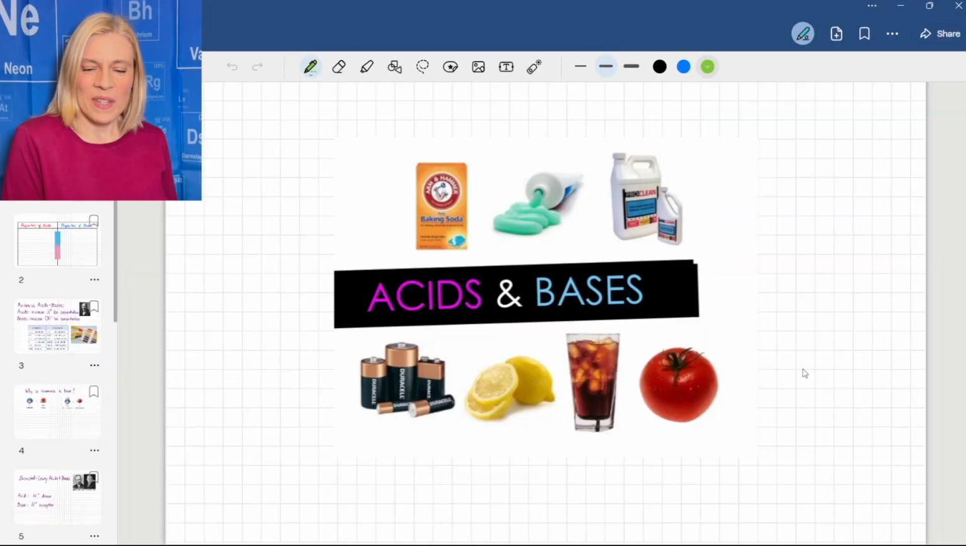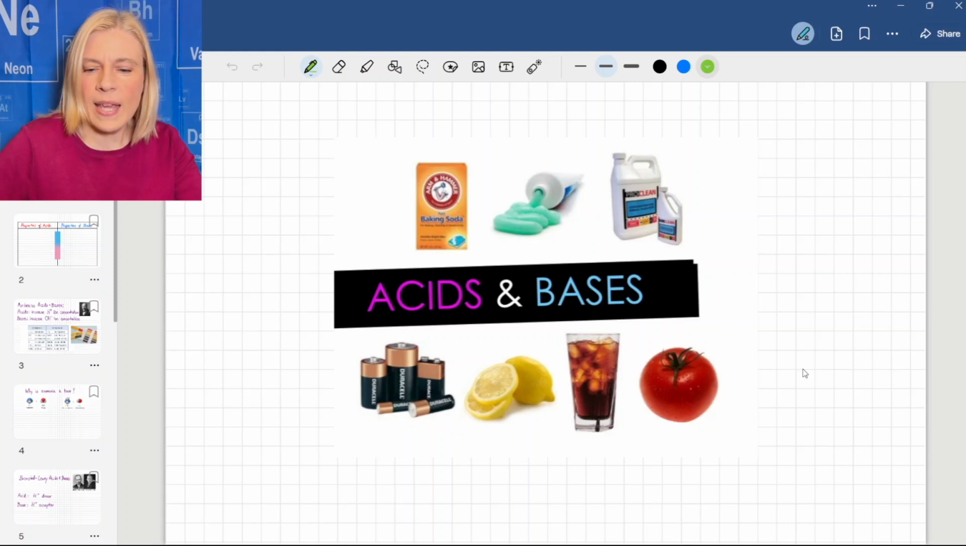Hello, long time no see. Are you ready to learn about acids and bases? I am. Let's go. So let's look at this picture. Can you find which one of these products are acids and which are bases? Are you ready to play the game?